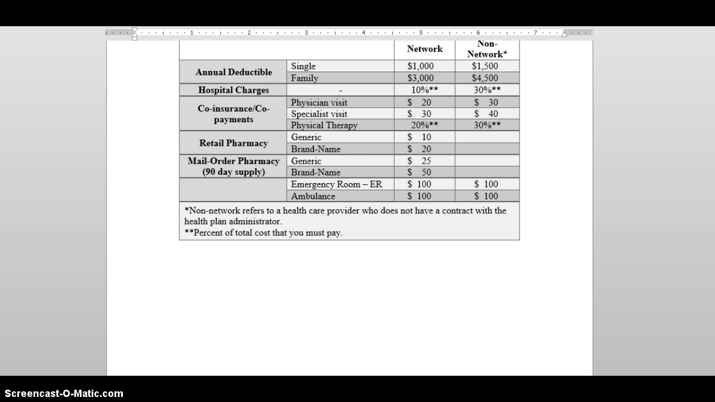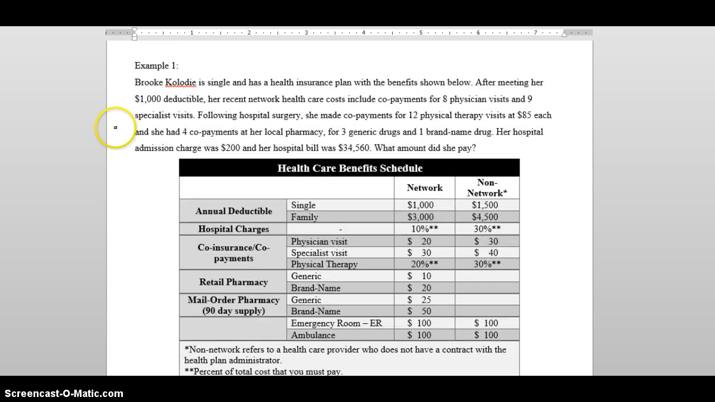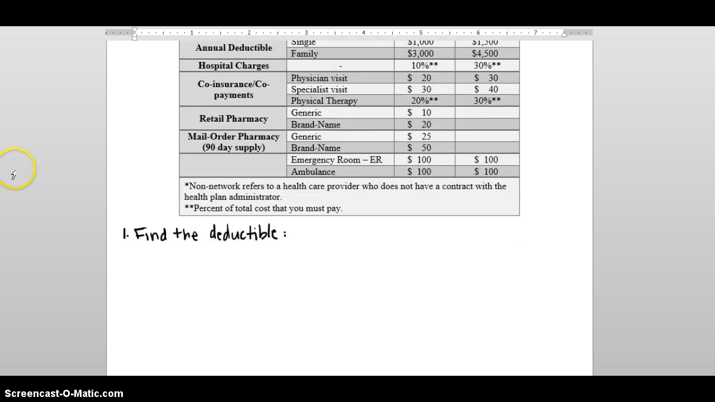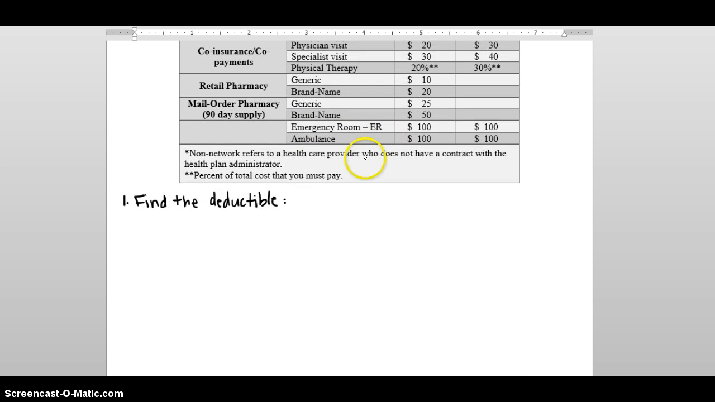The first thing we want to do is determine her deductible. This is the amount she must pay before the insurance starts to pay. From our problem, we see that she had a $100 deductible right here. I'm sorry, $1,000 deductible.